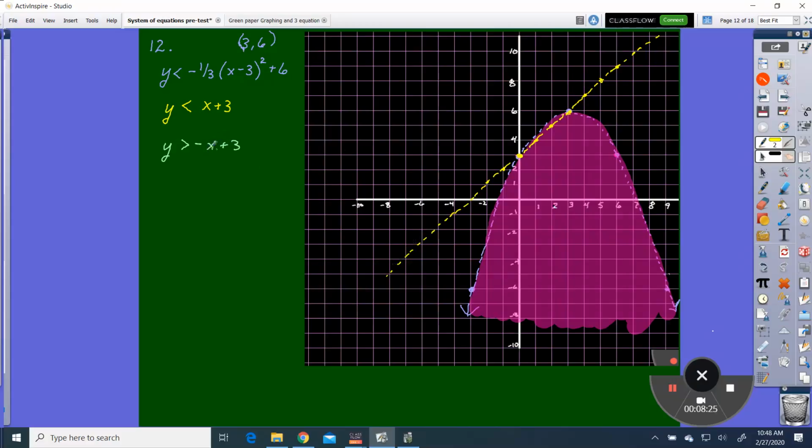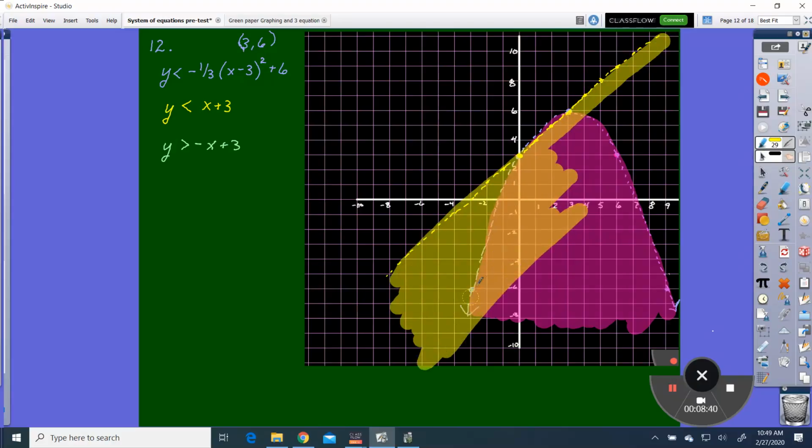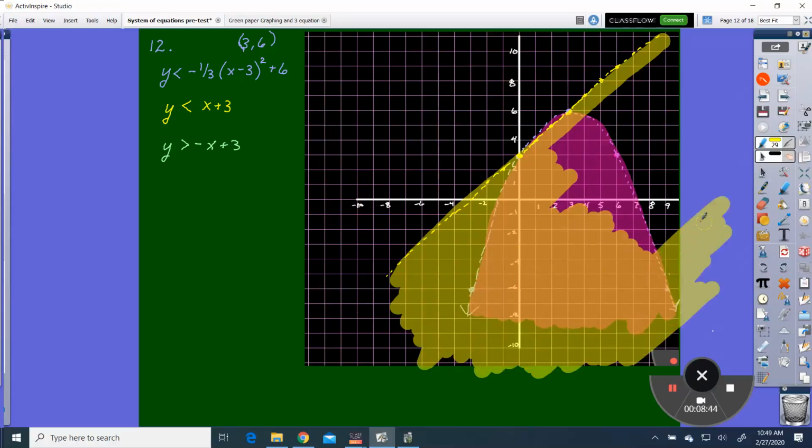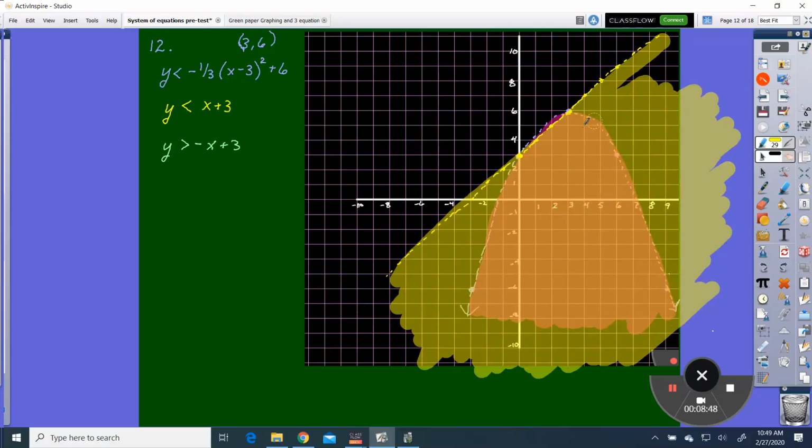Now this one, I start at... Oh yeah, we got to shade this. So it says it's less than. So that's below the line. So it's everything shaded below the line. Okay, so that includes everything in there. But so far, the only place where they intersect is in here.